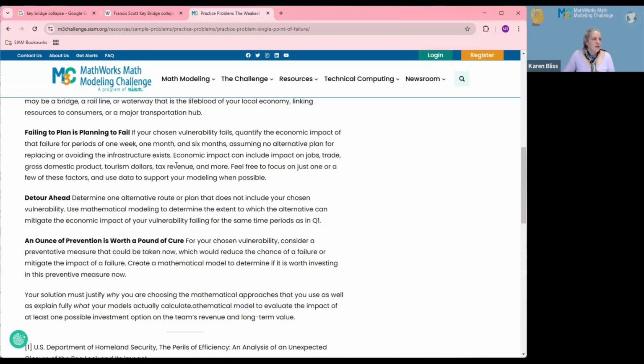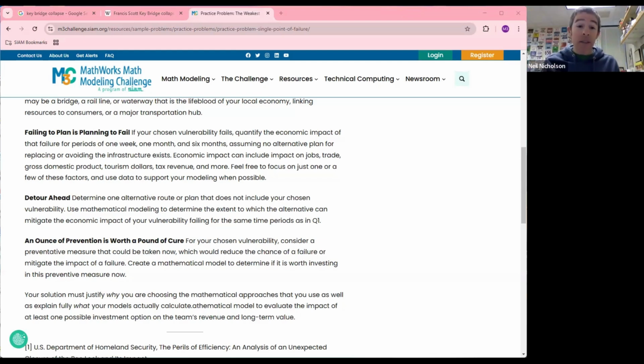Economic impact can include impact on jobs, trade, gross domestic product, tourism dollars, tax revenue, and more. Feel free to focus on just one or a few of these factors and use data to support your modeling when possible. Okay, so now that I've read all that, I'm curious to know, when teams start working on a question like this, how do you think they might even get started? What would you suggest, Neil?